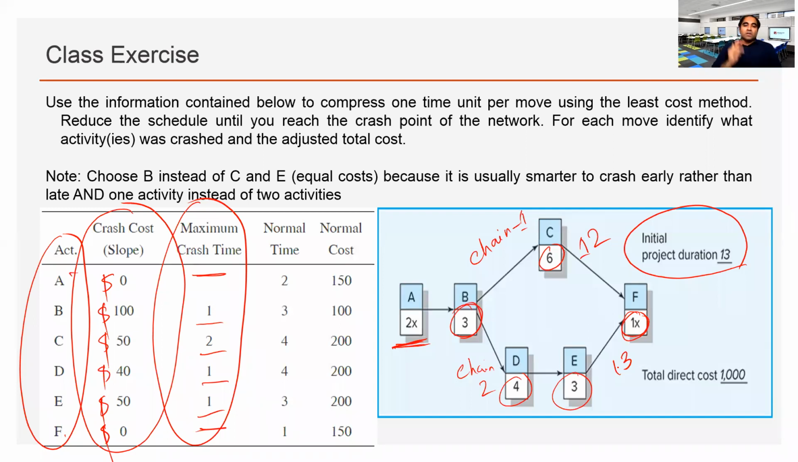Now we have two chains. One is A, B, C, F. Another one is A, B, D, E, F. A, B, C, F duration is 12 days. A, B, D, E, F duration is 13 days. Okay, we cannot crash A. We can crash B, C, D, E. Which one we pick from B, C, D, E?